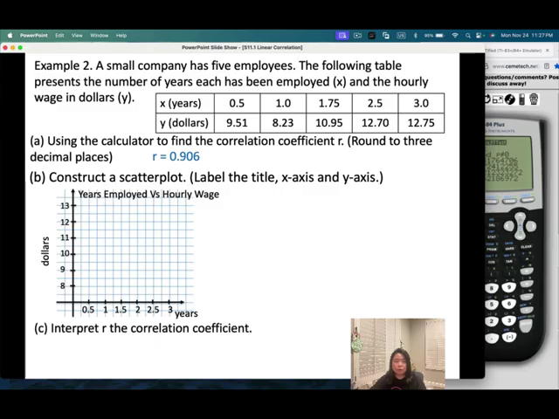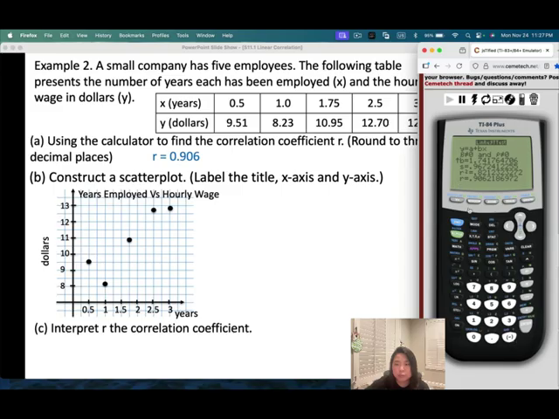Okay, this is talking about a small company that has 5 employees. The following table presents the number of years each has been employed and the hourly wage in dollars. So do it one by one. 0.5 is going to be 9.51. And then 1 will be 8.23. Keep going. You should have this.